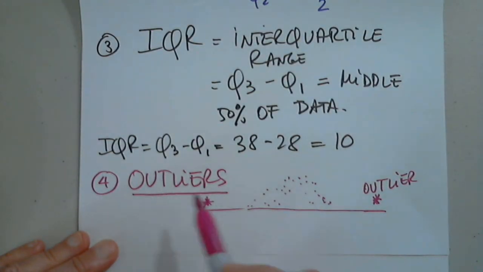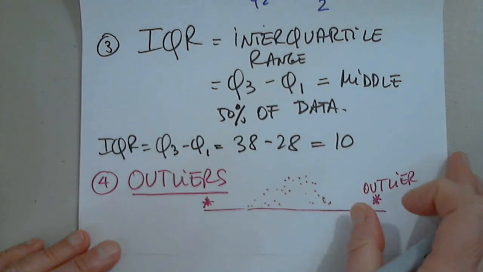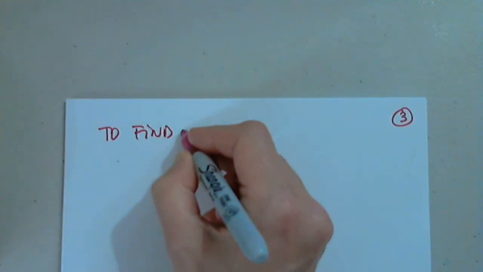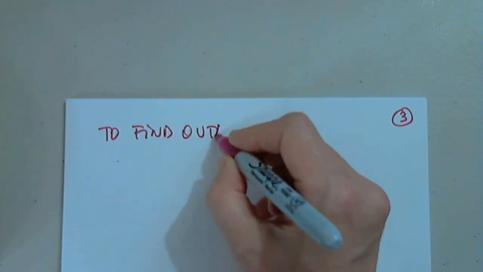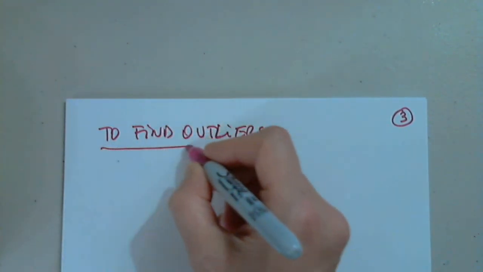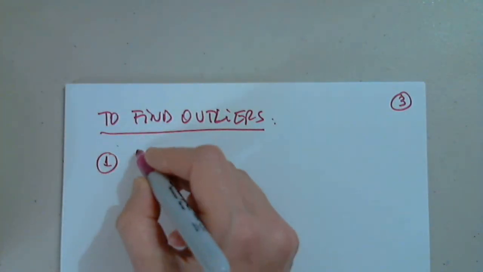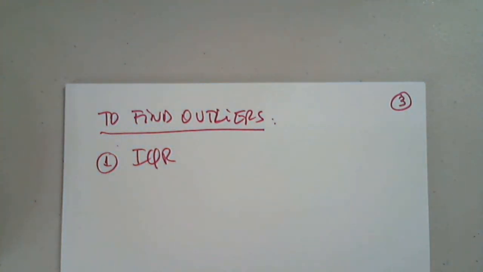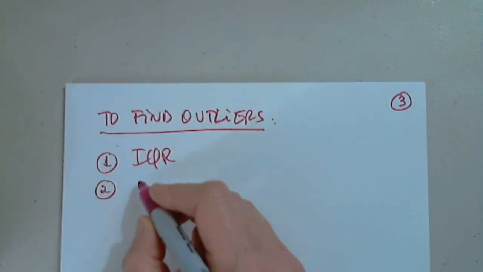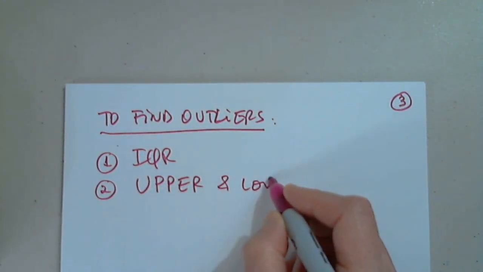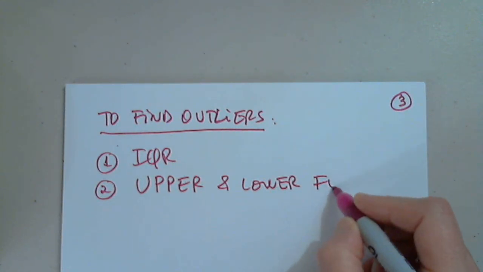How are these outliers determined in the data set? How do we find those? To find outliers, number 1, we have to find the interquartile range. Number 2, we have to find something called upper and lower fence.